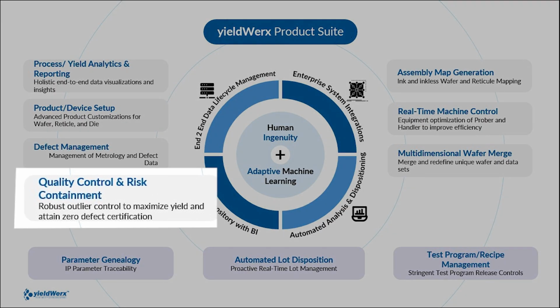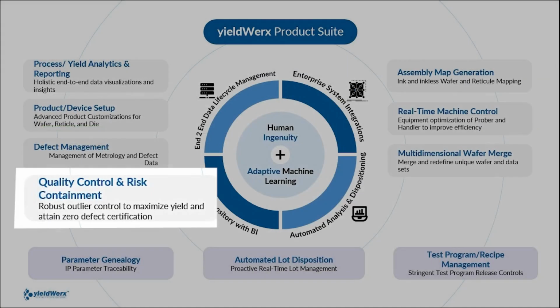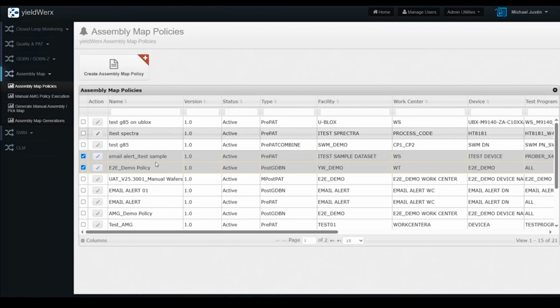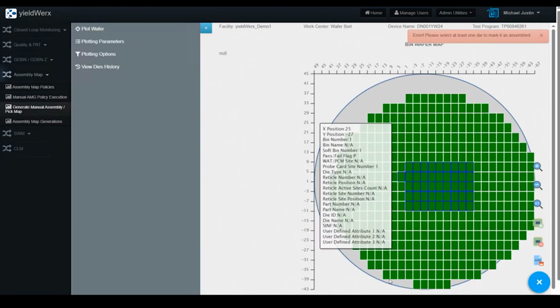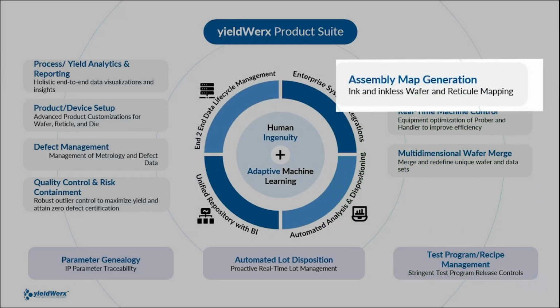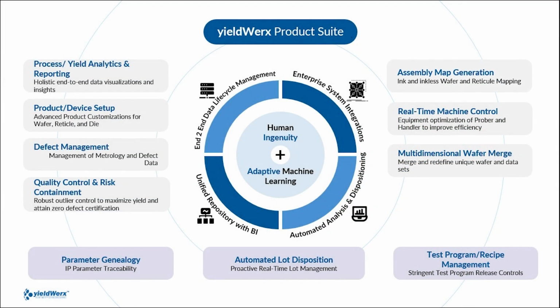Quality control and risk containment: robust outlier detection algorithms, including PAT++, zonal PAT, nearest neighbor residual, real-time process controls for SPC, SPL, and SYL, as well as an advanced custom limits manager. Assembly map generation: ink and inkless wafer and reticle mapping, allowing full control and seamless integration between prober and wafer test sites. Advanced packaging and board management, and wafer bank screening and grading.